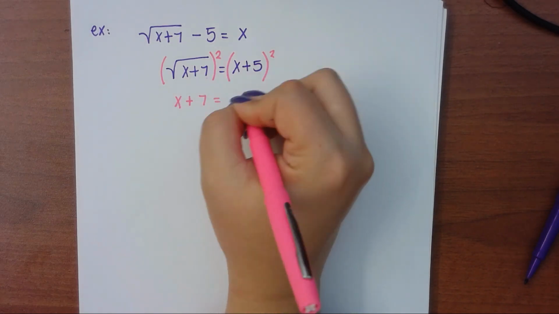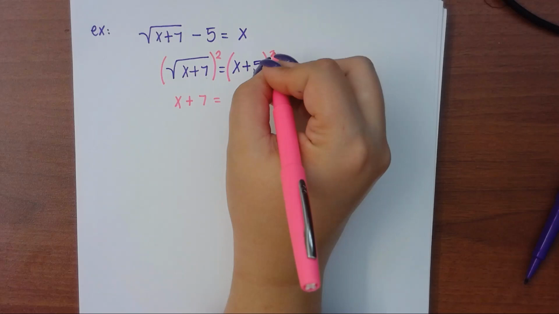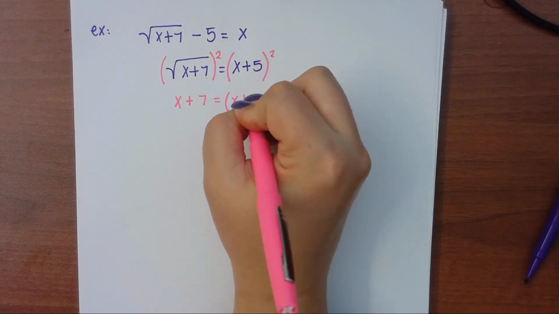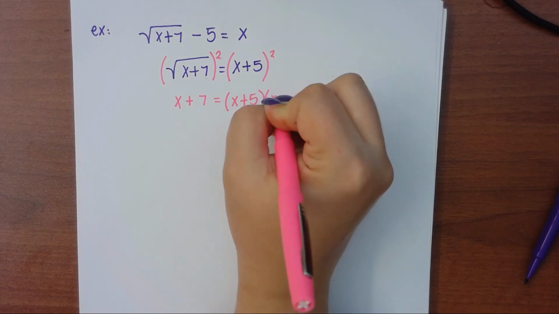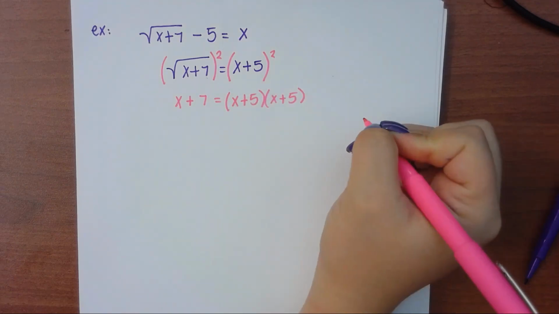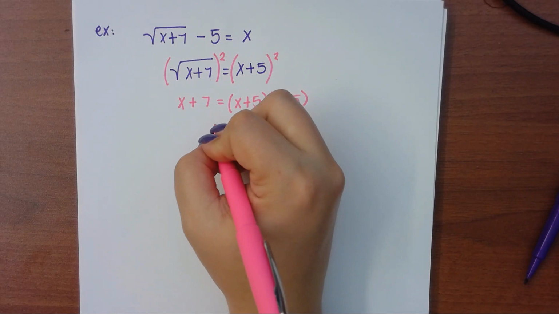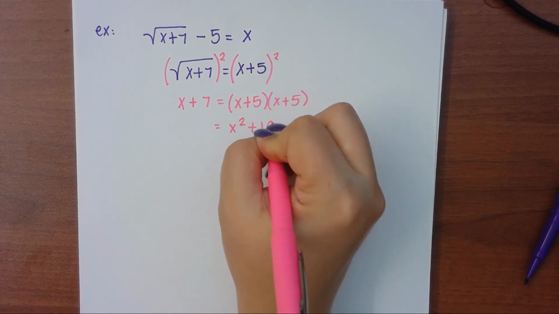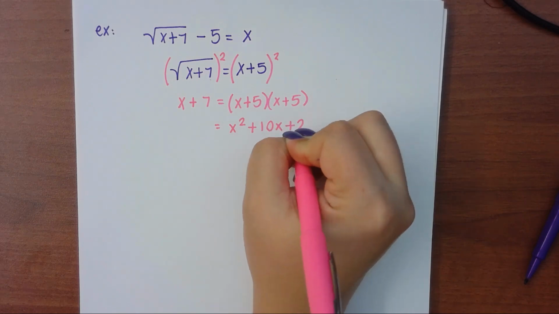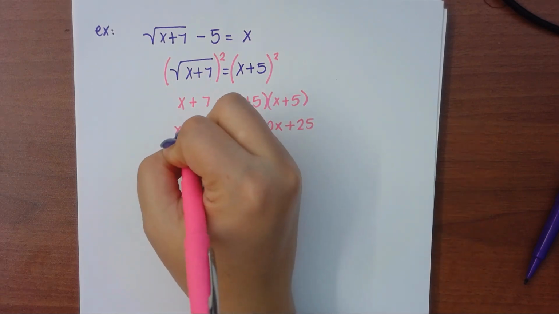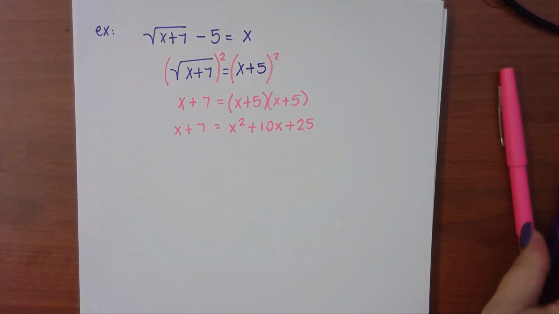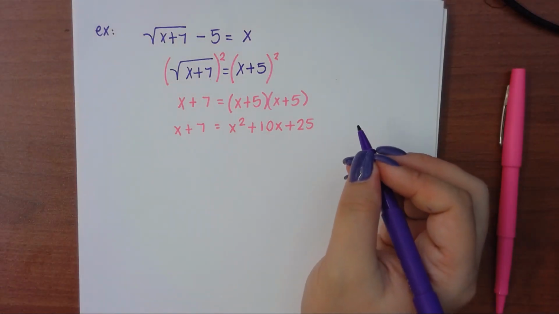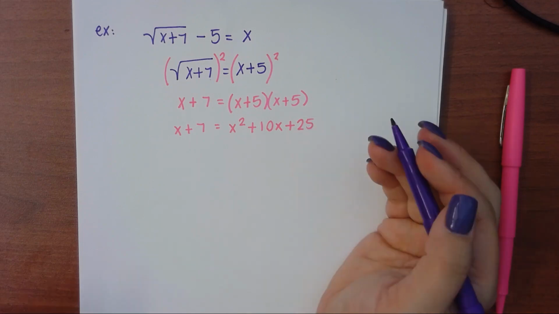Now x plus 5 squared has to be expanded and FOILed. Don't forget that. Okay, so we're going to distribute x plus 5 times x plus 5. That gives us x squared plus 10x plus 25 equal to x plus 7. Now I'm going to move everything to one side and factor. Remember, this is a quadratic, so now you're going to have to solve it like you would a quadratic.